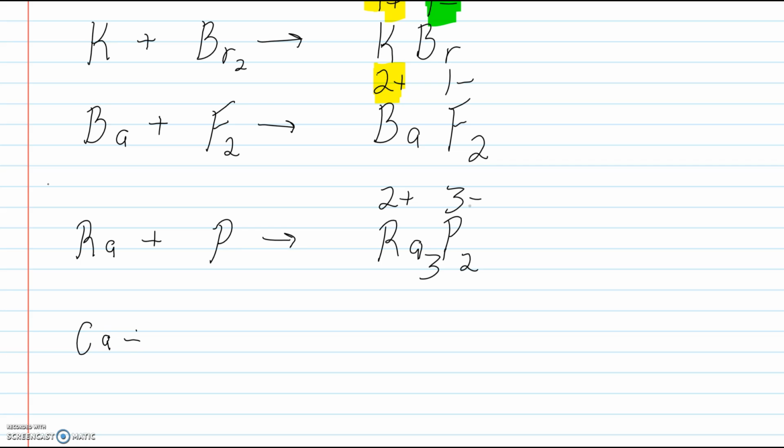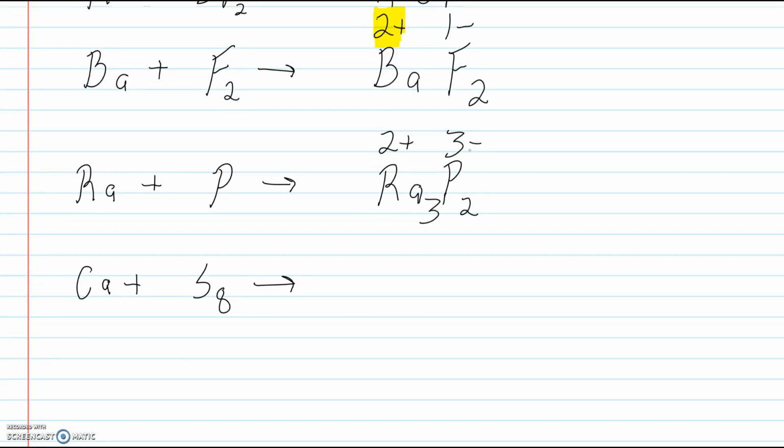So let's look at calcium, and let's look at sulfur. All right. I don't care that sulfur has a subscript of 8 on this side. That doesn't affect my subscripts on my products at all. So we're going to combine them just the same as we've been doing. So we have calcium and we have sulfur. So go ahead and find calcium and sulfur. You can pause the video for a second if you need to.